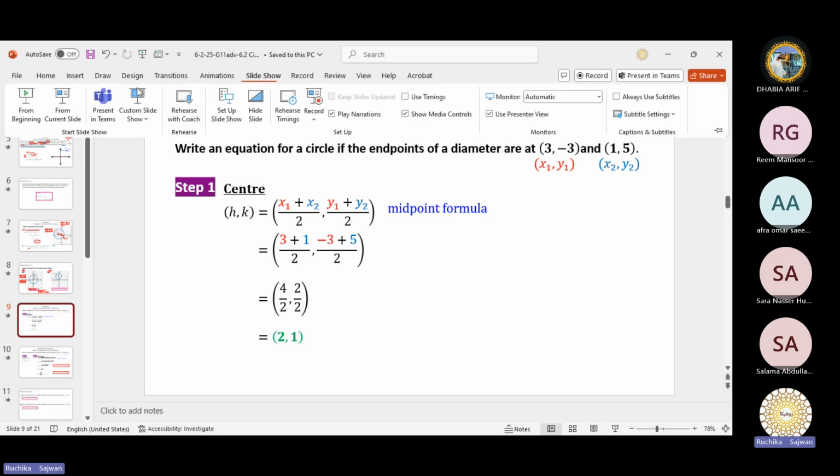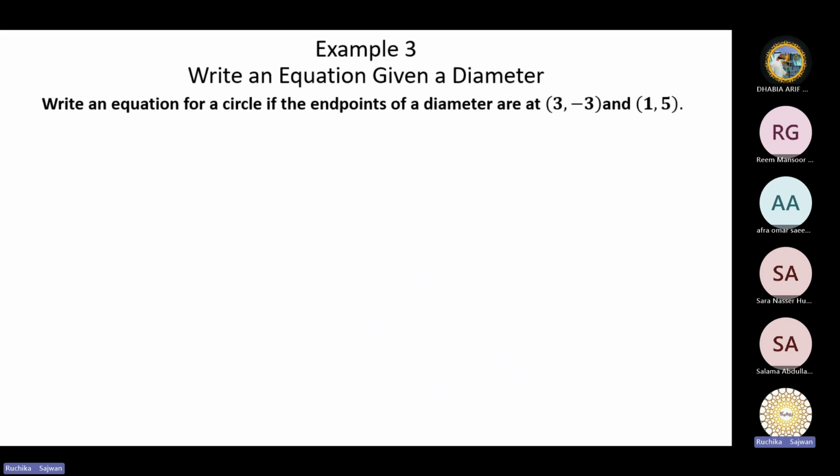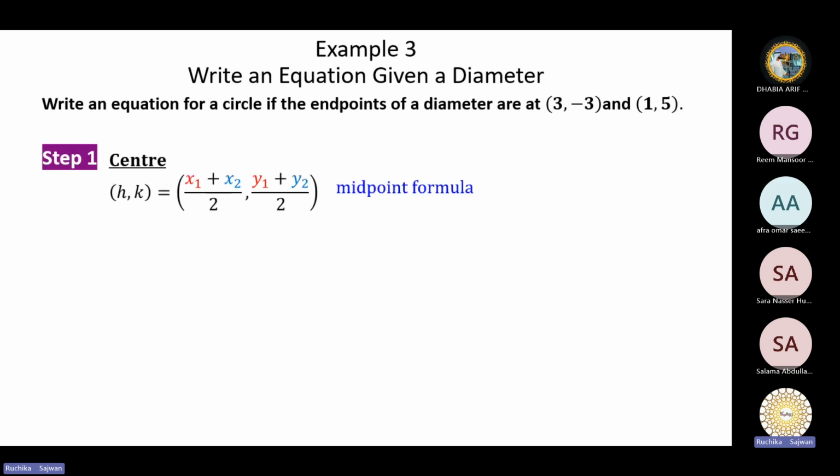Okay. So for this example, we are given the endpoints of the diameter. So from the endpoints of the diameter, in step 1, we will calculate the center because we know the center is always in the middle. So if I draw a picture here for you, look carefully. For example, this is your circle. This is your diameter. I hope you know that the diameter always passes through the center, and that the center is always in the middle of the endpoints of the diameter.